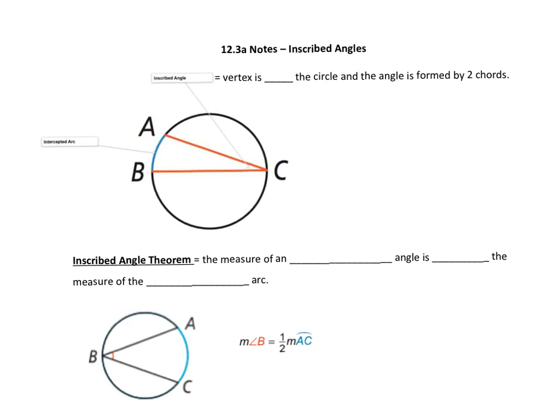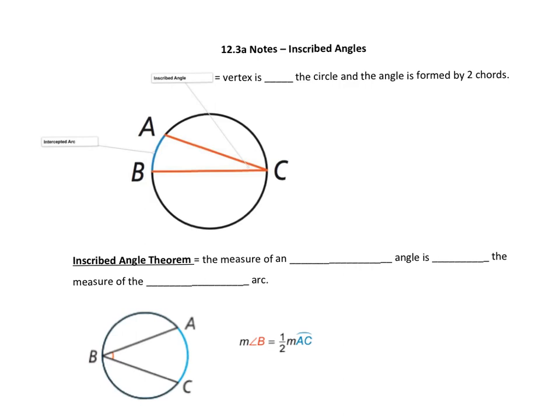Hello, geometry folks. Today we're doing 12.3. This is probably my favorite section of geometry in chapter 12. My chapter 12 favorite right here. We are going to be talking about inscribed angles.